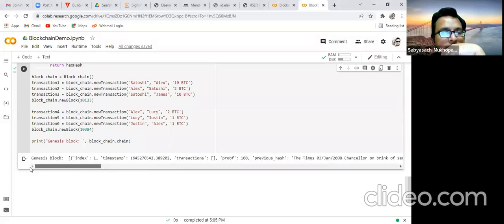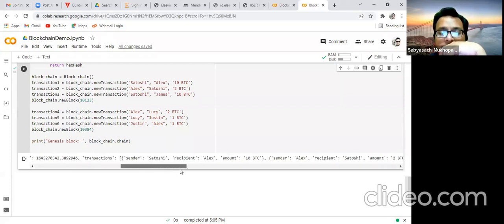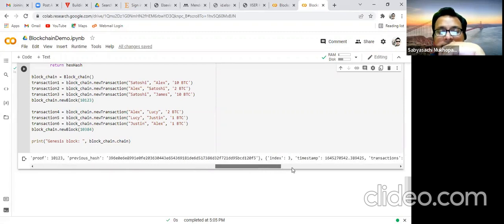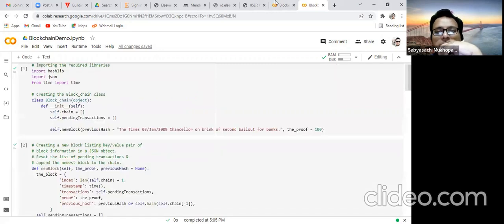Okay, so in the output, you will be able to see the genesis block, index one, timestamp with the transaction information, proof and previous hash information, index two, transaction information, timestamp information, proof and previous hash, index three, transaction information, timestamp, proof and the previous hash information. In this way, you'll be able to incorporate it. This particular notebook I will share with all of you, so nothing to worry about it.